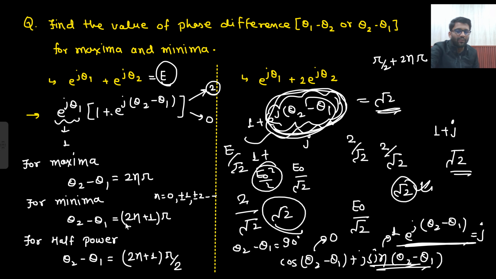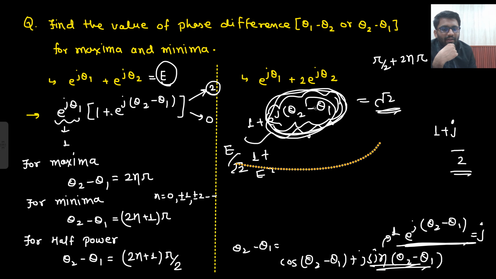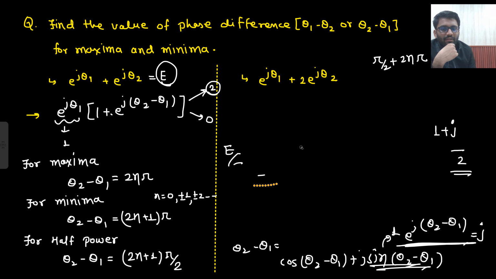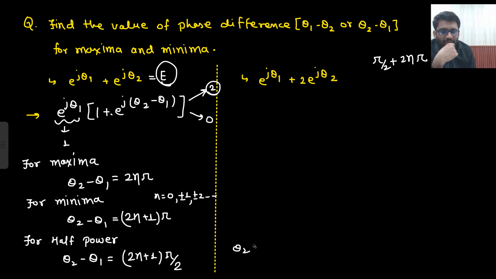So did you understand this point? For half power, we need the magnitude to be maximum magnitude divided by under root 2. So that means I need my magnitude to be under root 2. Again, let me explain this point. If you have understood, then you can skip this part. You write down all these things for this particular expression. But if you did not understand, then I am explaining it again.